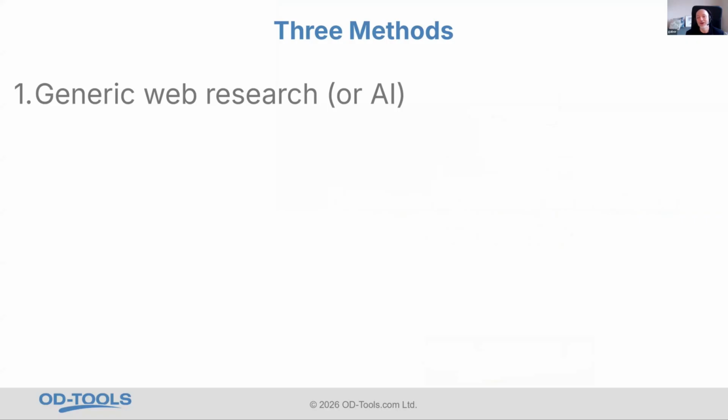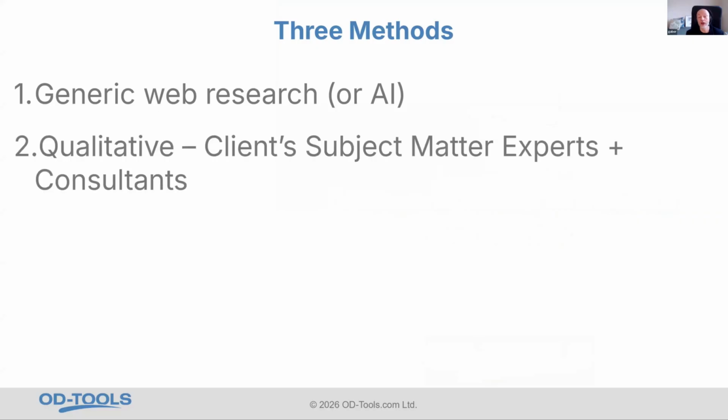One is you can start with a generic web research or ask the AI what would be a good success formula. Of course, you need to explain to the AI what the job is and things like this. And second, you can do qualitative interviews with the client's subject matter experts, people who know the job best, the managers and the best performers. And you need somebody, a consultant who understands TradeMap, or the HR who is trained using TradeMap.